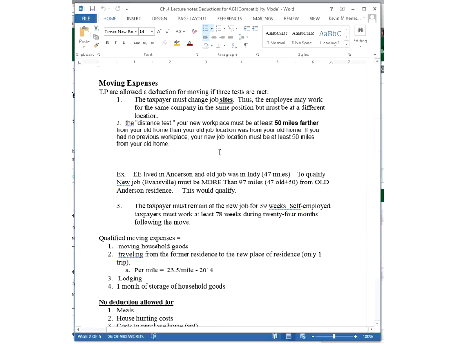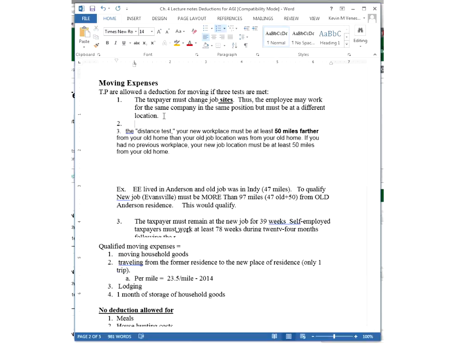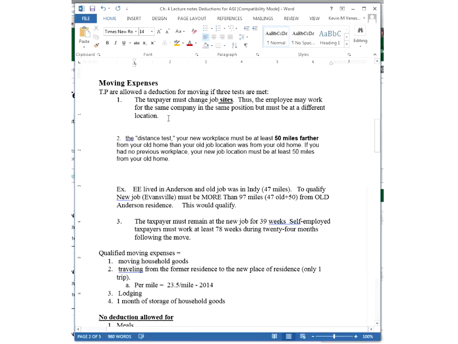Let's go down here to moving expenses. A couple of key things have to occur for you to take moving expenses, and then I also wanted to bring up the Tax Act, what you have to do on there to make it work. So as long as you meet these 3 items here, you can take a moving expense. Some people think they can take it if they just move households, maybe across town. That doesn't work. You don't have to change jobs, but you do have to change job sites.